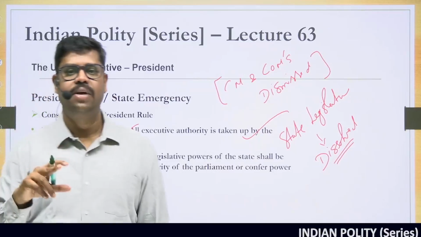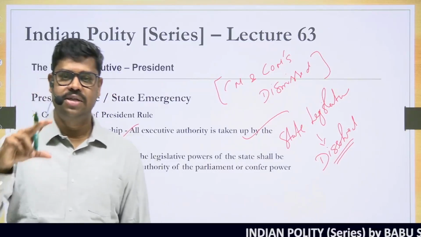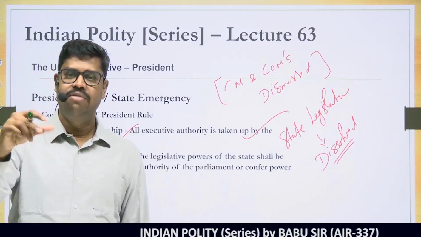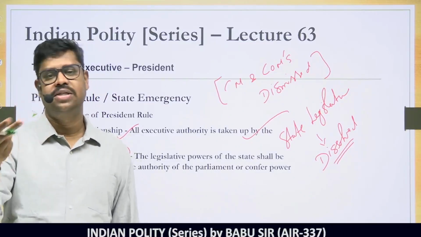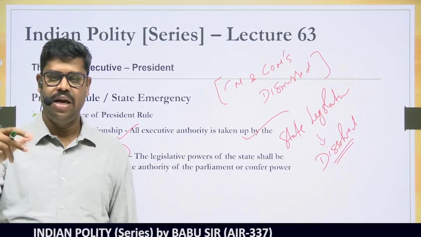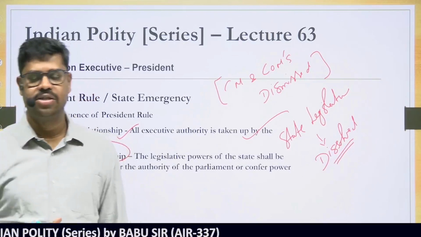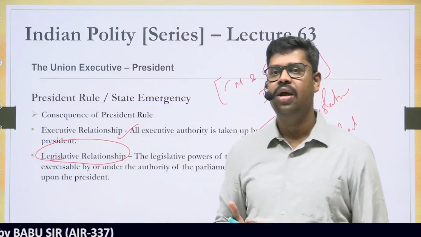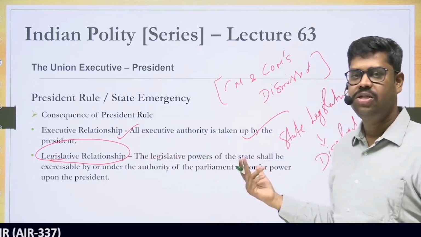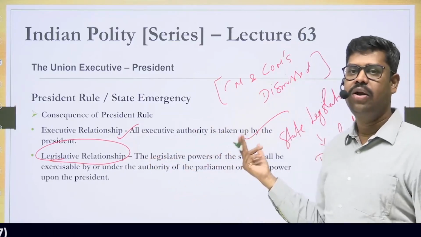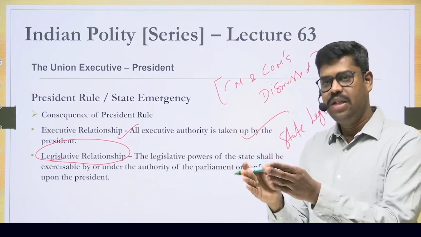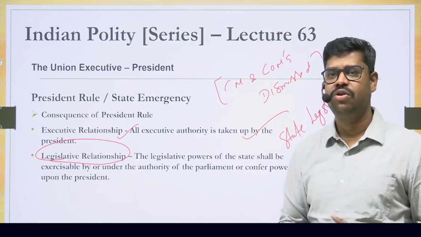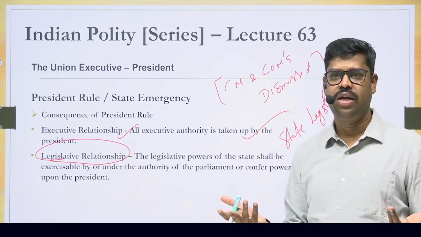So how long will it be kept under suspended animation? It will be kept under suspended animation for a maximum of 2 months. But whenever the parliament gives the approval, then the state legislature will be dissolved. So if the parliament gives the approval within 1 month, then the state legislative assembly will be dissolved immediately. So this is the basic understanding you should have. That means to what extent the legislative relationship changes. The moment the parliament gives the approval for the imposition of president rule, the legislative assembly of that particular state is dissolved, and hence there is no state legislature.